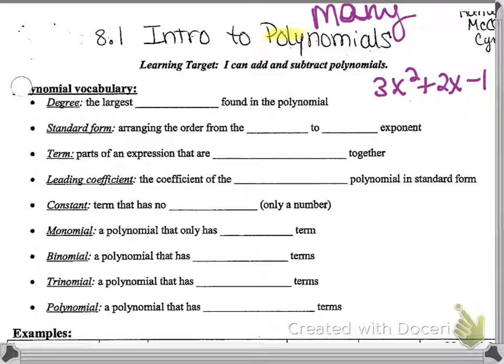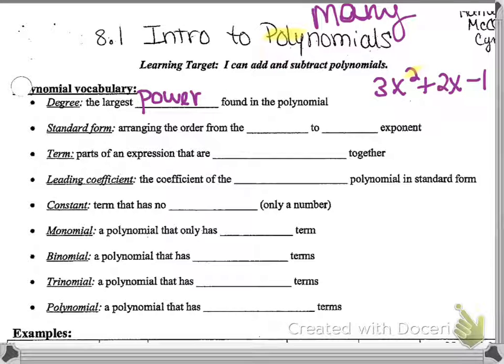Then we want to talk about the vocabulary that goes along with this, and there's a lot of vocab. The first new word for us is the word degree, and degree just means the largest power. Go ahead and fill this in with me, the largest power that's found in the polynomial. So in the example that I just created, our degree would be 2, because that's the highest power that I see.